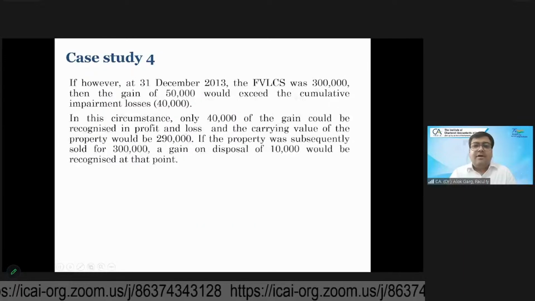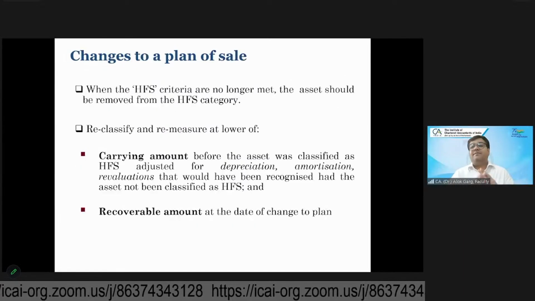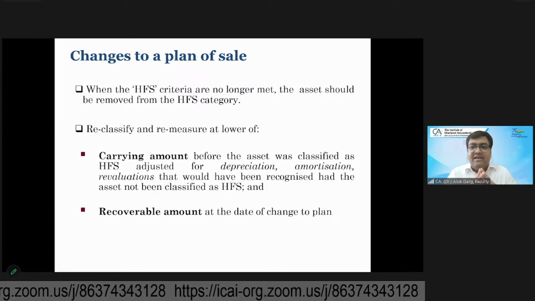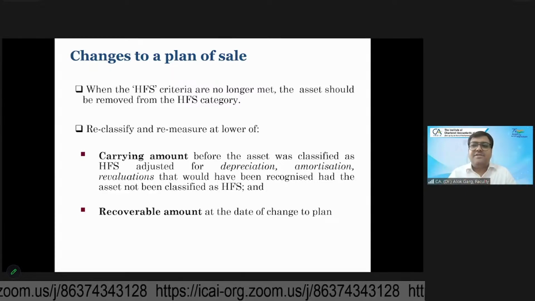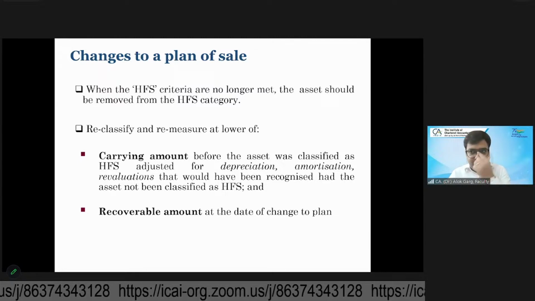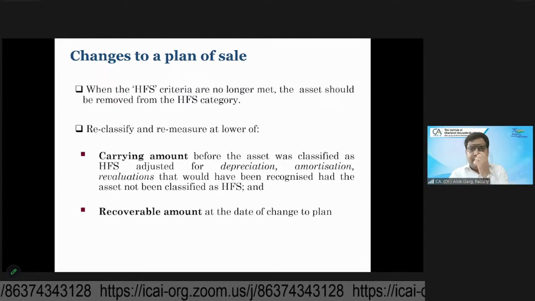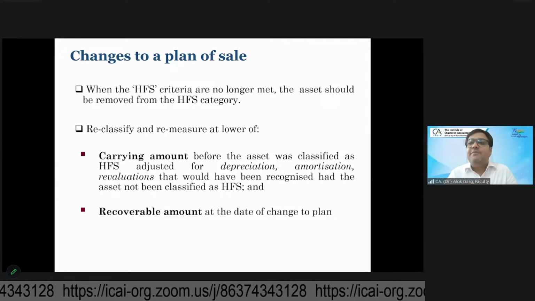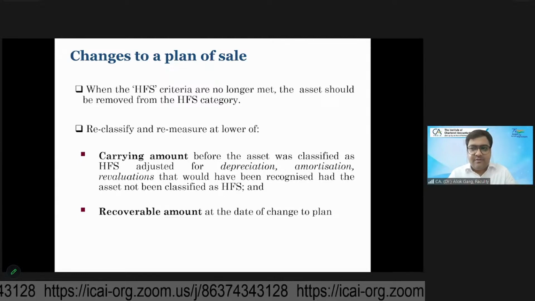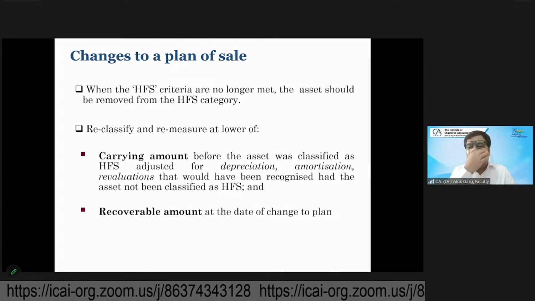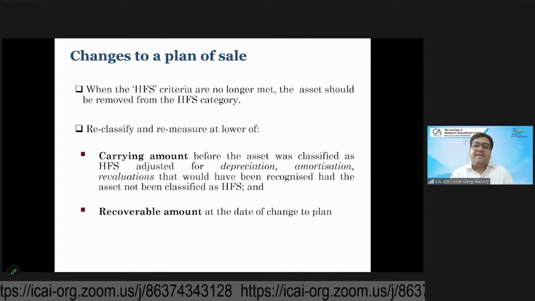Okay. Now the third important concept I want to discuss. You remember I told you, when I was discussing that sale is highly probable, I talked about five conditions. And the fifth condition was that it is unlikely that the sale plan will change. It is unlikely. But the standard does not say that it is impossible that the sale plan will change. It is unlikely. It means even though a 1% probability is there.